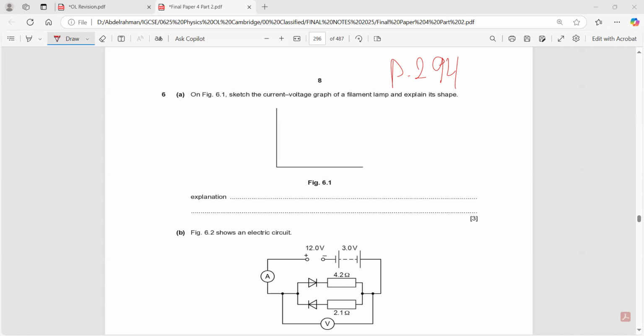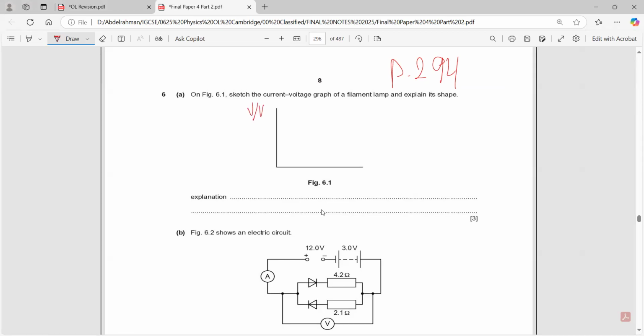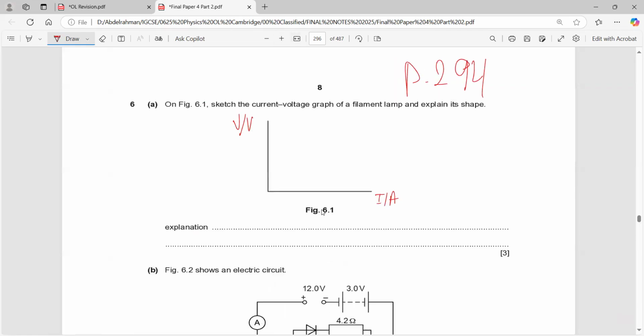Let's write it down. Should I draw the voltage on the y-axis or on the x-axis? It doesn't matter. If we have the voltage on the y-axis and the current on the x-axis, then the curve will be towards the voltage axis. It has to curve towards the voltage axis.